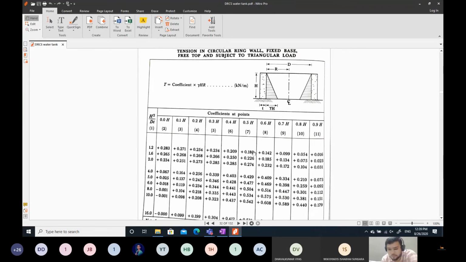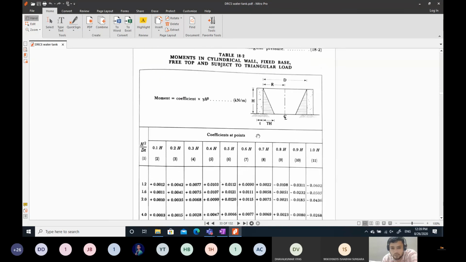Okay. Same way, for moments, for different H square by D t ratios of the tank, you can get the values of the coefficient for different heights of the tank. So 0.1, 0.2 up to 1h, meaning the full depth h. You get the coefficient, and you multiply this coefficient with gamma times h cube, and you get the bending moment. Okay? And this is for the moments in cylindrical walls of circular tanks. Cylindrical wall means the tank is circular and fixed at the base and free at the top. So it is the condition for fixed base and free top.